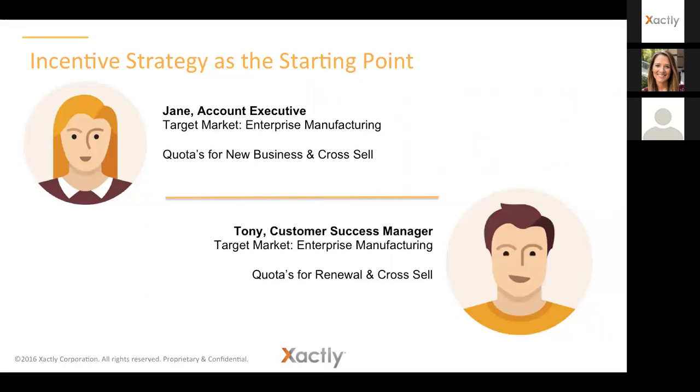In Cloud Corp's strategy specifically, Jane's incentives are really focused around acquiring new customers. So she has quotas for new business and for cross-selling. And Tony's incentives are really around keeping customers, right? So he has quotas based on renewal, but he of course also has cross-sell quotas. So there's some places where their strategy is a little different, and some places where they kind of overlap in their strategies.